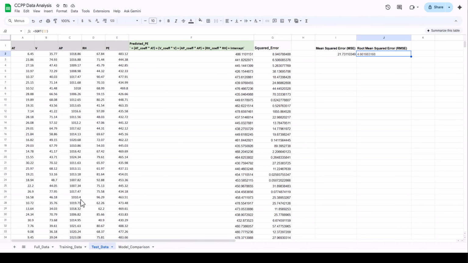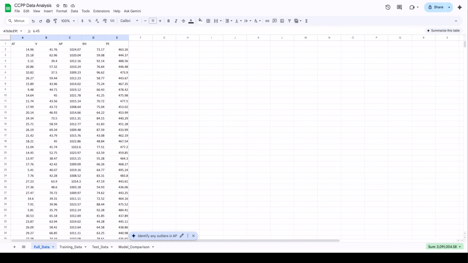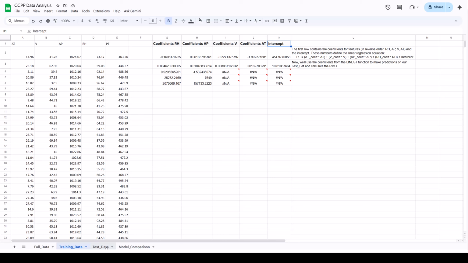So for linear regression, I took the full data, like I explained, and split it into training data and test data. So training data was 80%. I have written the LINEST function in the spreadsheet, which uses the linear regression model for this training data, and it generates the coefficients for the input parameters. So it generated the coefficients for each of the input parameters along with the intercept. So that is mentioned here.